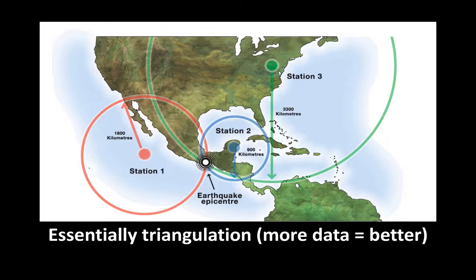Explain that relationship between P and S waves. The further the distance traveled, the greater the lag time, and therefore by lag time you can get distance traveled. You can use that to define a circle of possible origins. Three circles, the overlap between them equals your epicenter.